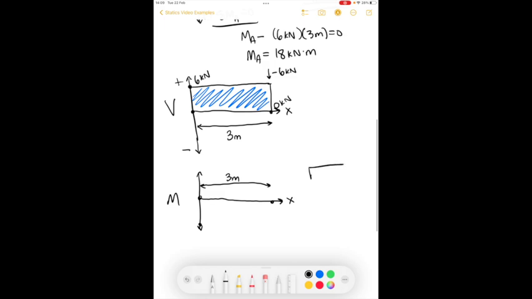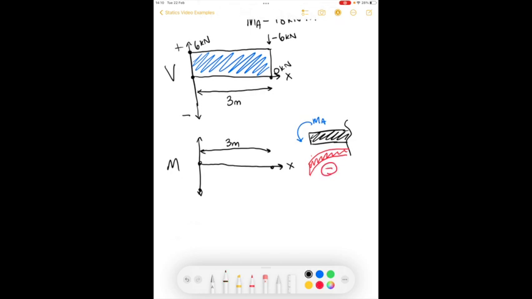Well, look at the direction that the beam is bending. So this moment tends to bend the beam downward. And if it's downward, we call that a negative bending moment. So we're going to start at negative 18 kilonewton meters as the bending moment.